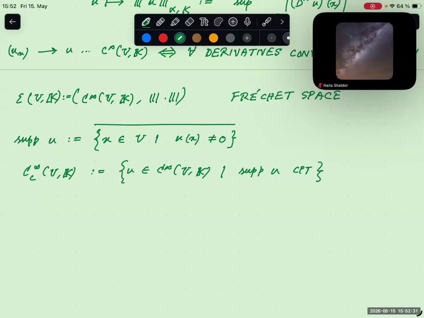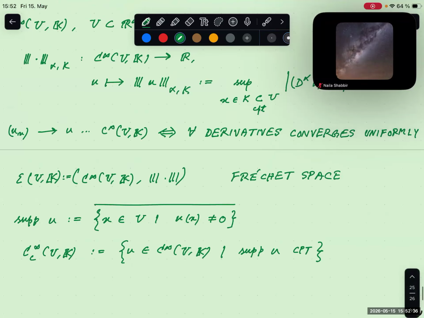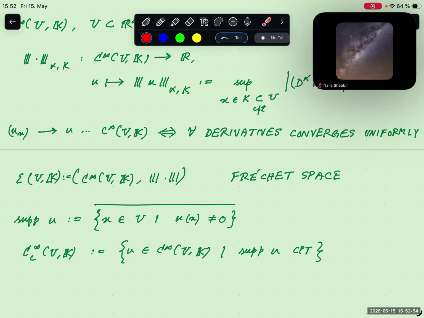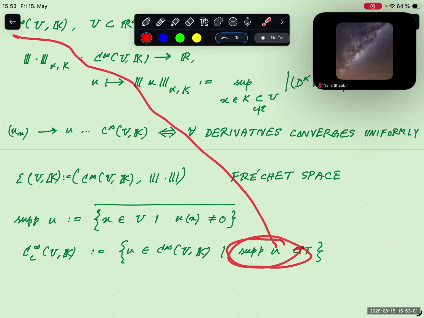And now the question is, can we use the same topology to talk about convergence? The answer is no. To define topology in this space of compactly supported smooth functions is a bit more complicated because we need to take care of this thing which is not present here, right? So that's the additional thing, and we have to make sure of that.